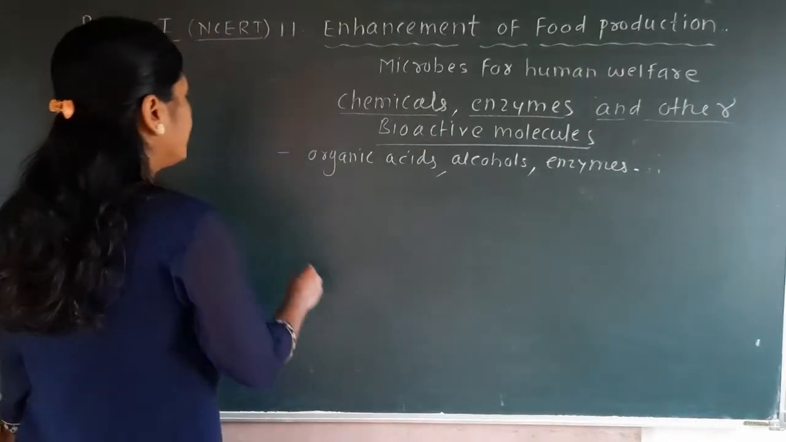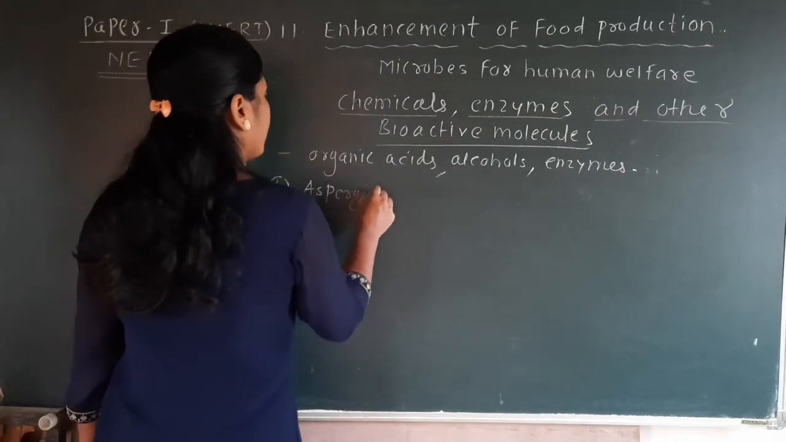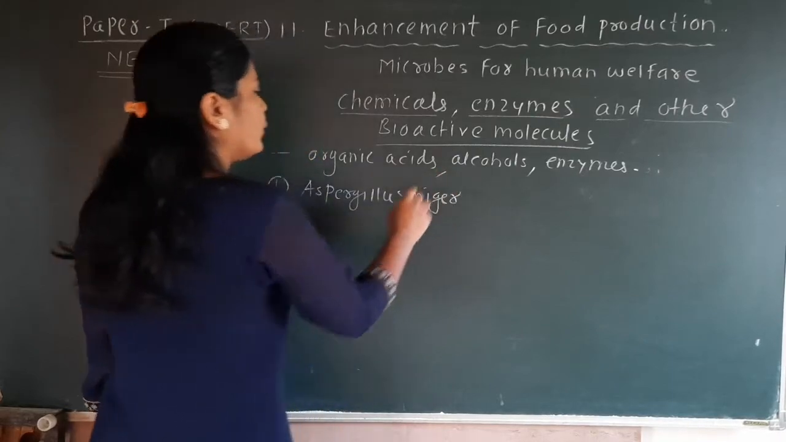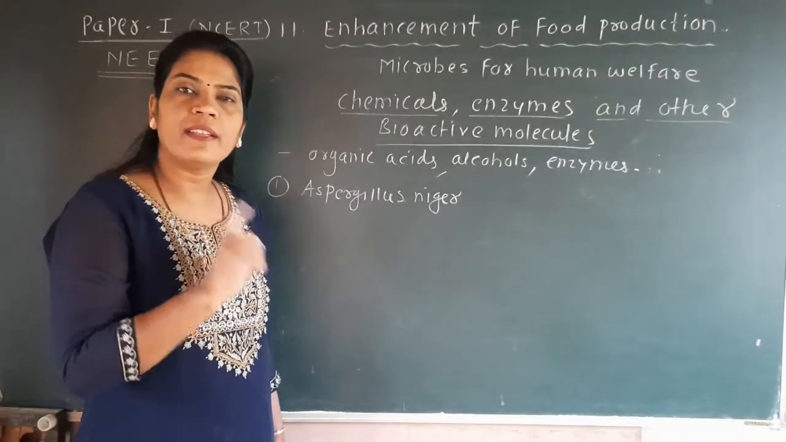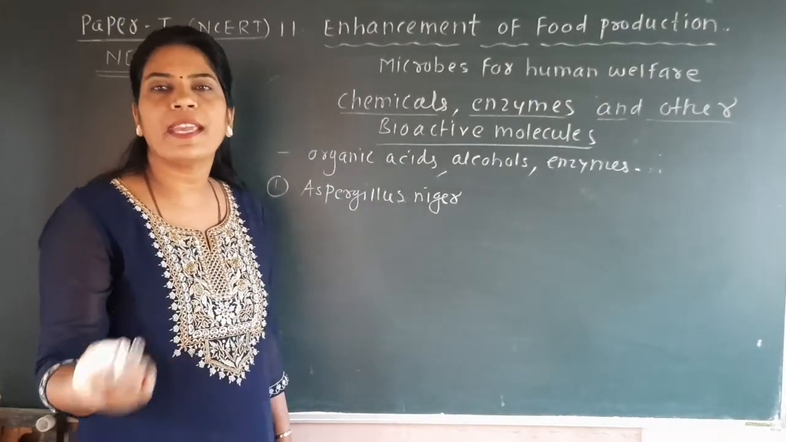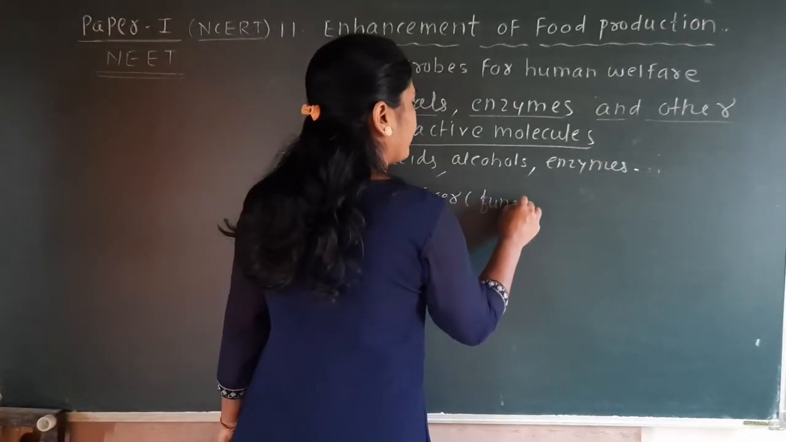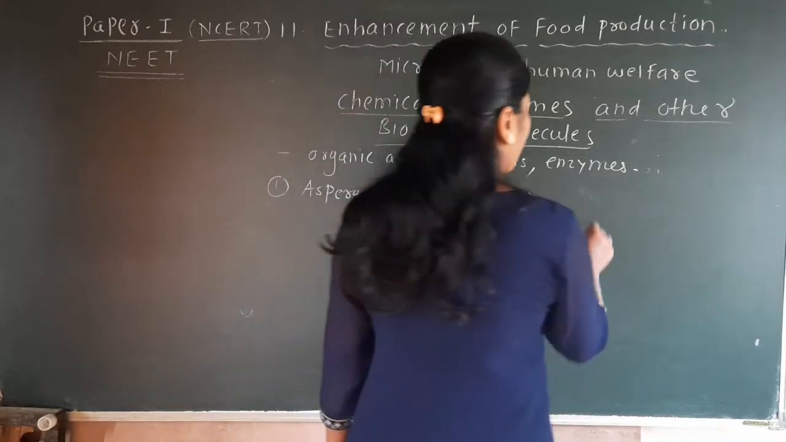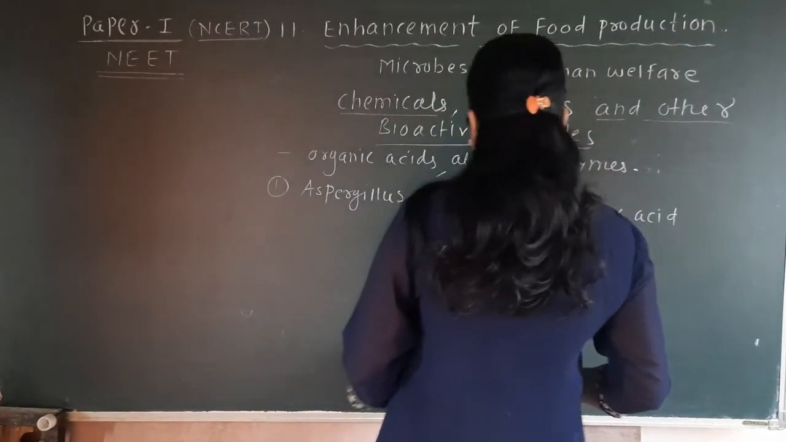So here students, we have discussed it that Aspergillus niger. For NEET point of view, again we have to remember not only the name, but we have to remember whether it is fungi, bacteria or any other microbe. So Aspergillus niger is a fungi which is responsible for production of the organic acid that is called as citric acid.